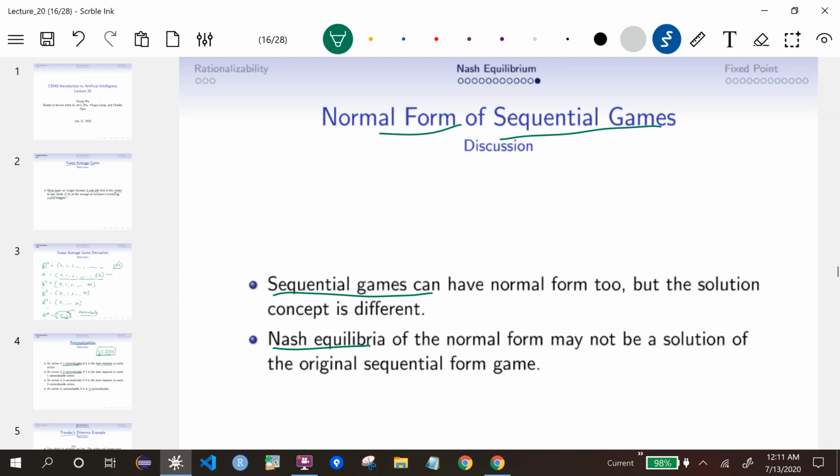I guess it's not very clear here, so I'll actually go through one example in class, converting the sequential game to its normal form, and then solve its Nash equilibria. There are more Nash equilibria than the actual solutions to those sequential games. And I think I posted a video from last year already going through one example of that. So if you want to go through that example and see what I mean by this, you can take a look as well.